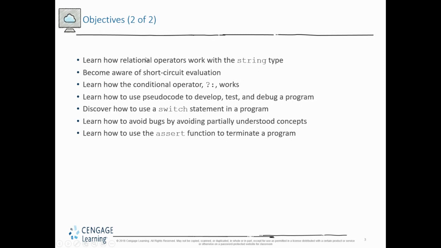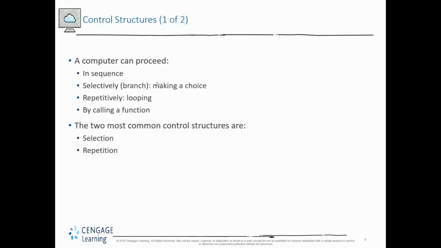Now for this one, I'll try to remember slide 3 to come back to it, so I can review some of those first things with you, okay? All right, so a computer can proceed in sequence. Again, that was chapters 2 and 3. A computer can proceed selectively. That's making a choice, okay? That's what we're talking about with chapter 4.